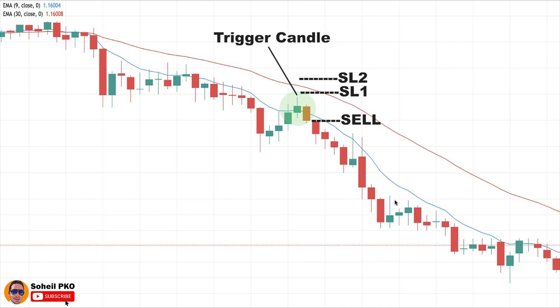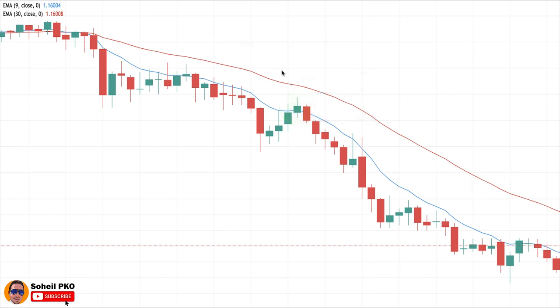And if you intend to ride the trend and get the most out of it, you can exit your position when the price closes above the 30 period EMA. Moving your stop loss and setting it above the 30 EMA after each pullback is a good strategy here to lock in your profit.